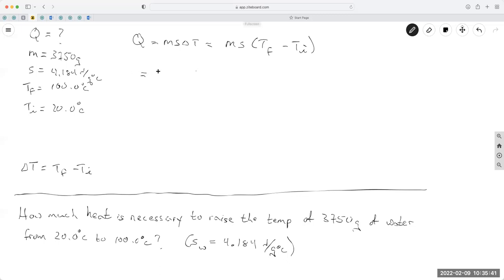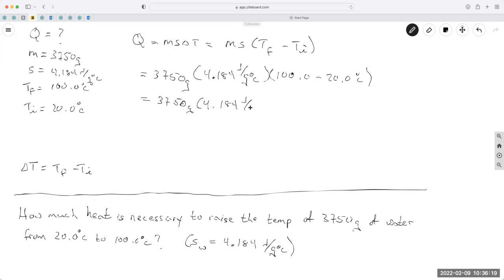So the mass, S, and then 100.0 minus 20.0 degrees C. Now, we have mixed operations here because we have addition and subtraction. So this here is 80 degrees C. So I'm going to put in every step for you. This is going to be 80.0. This has 3 sig figs because the zeros are significant.